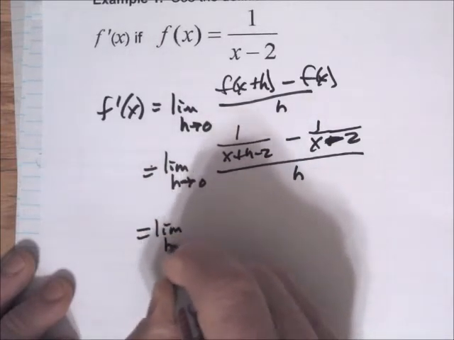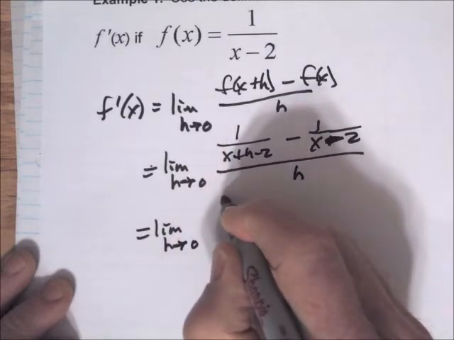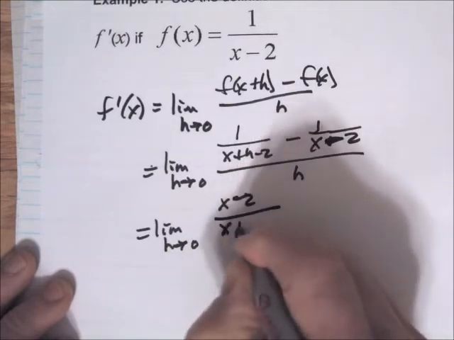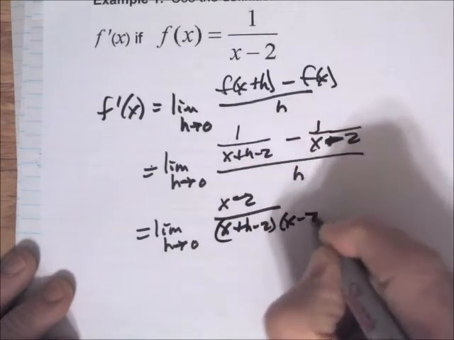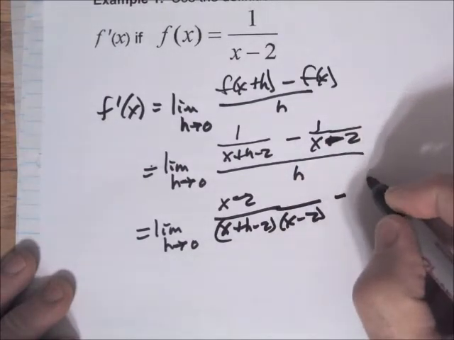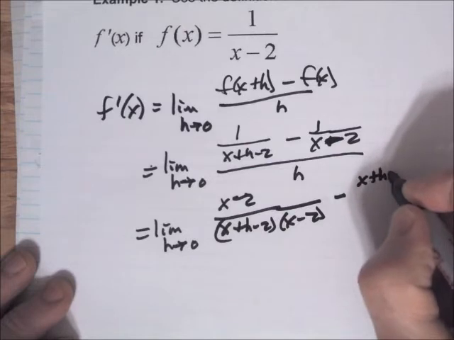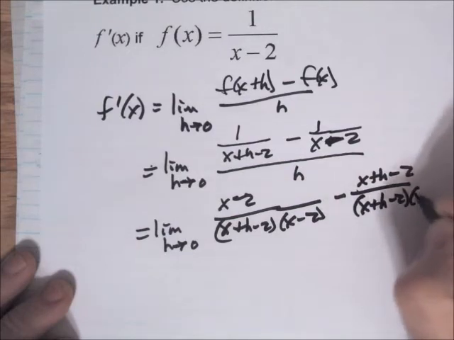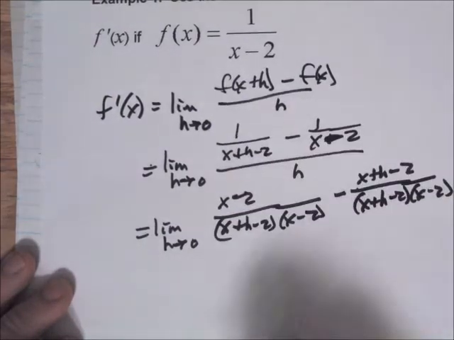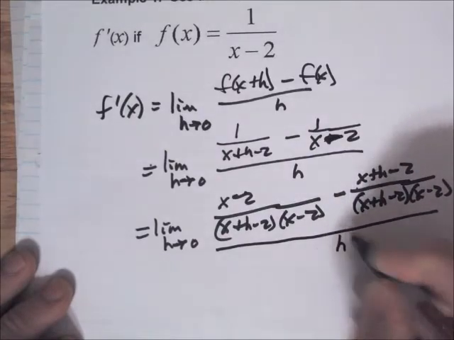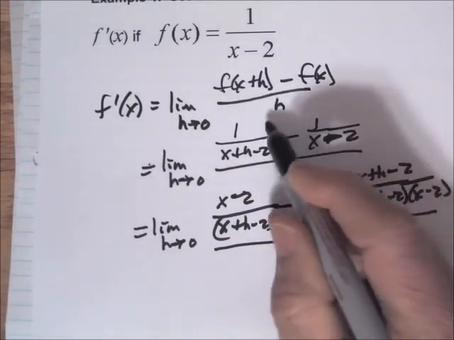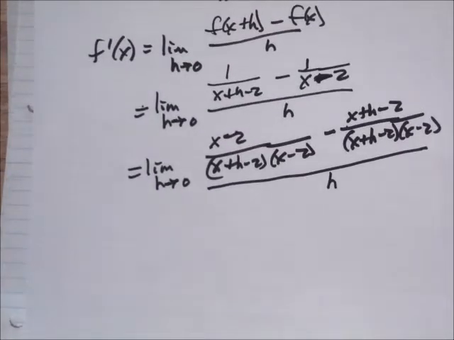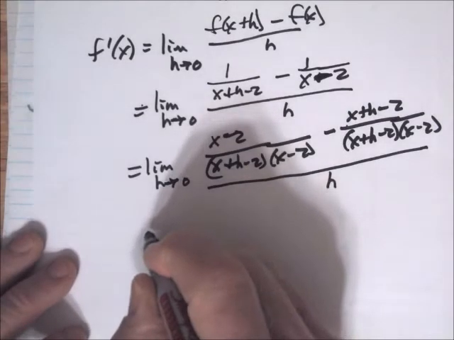And we'll write this as limit as h goes to 0 of x minus 2 over x plus h minus 2 times x minus 2, minus x plus h minus 2 over x plus h minus 2 times x minus 2. And this whole thing is over h. So I'm getting a common denominator by multiplying top and bottom of each fraction by the denominator of the other fraction. And once we have a common denominator, we can combine like terms.